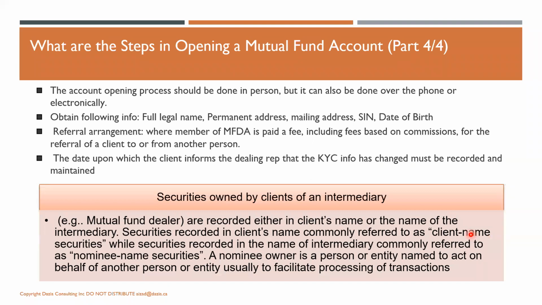Account opening is done in person, but now of course you can do it on the internet or on the phone also. It's recorded. Of course, you need to get the full name, permanent address, and mailing address. The social insurance number is required for registered accounts, as well as date of birth. And if you're paying a referral fee, you have to inform the client about the referral fee if you're paying it to somebody else for their account. And anytime they change their information, the KYC information must be recorded also.